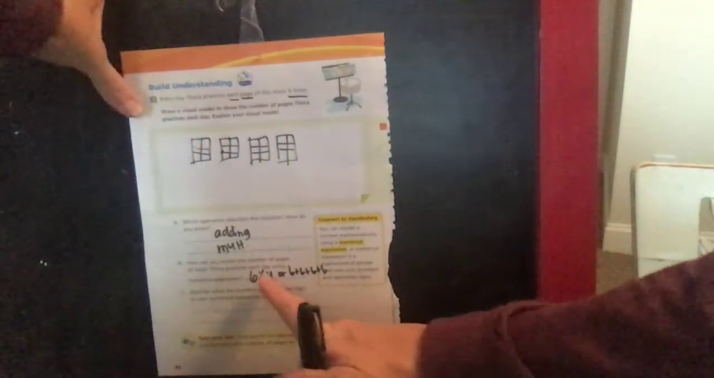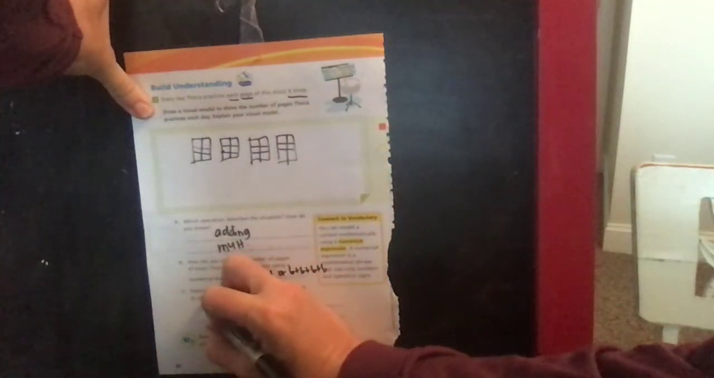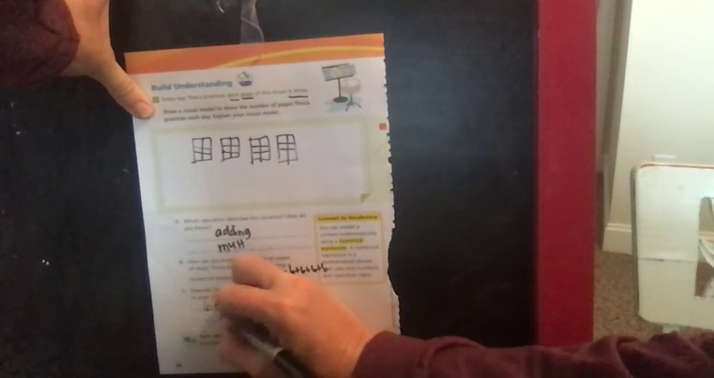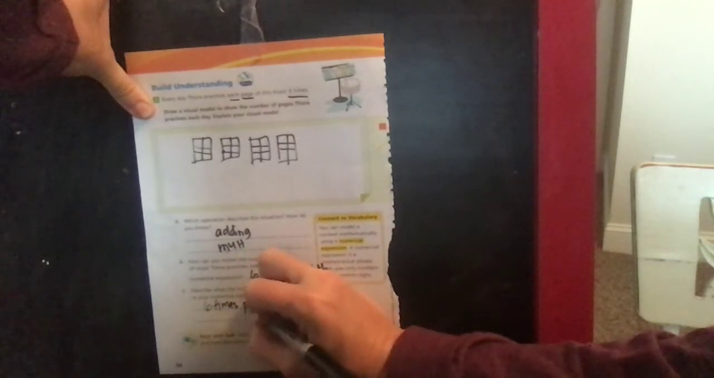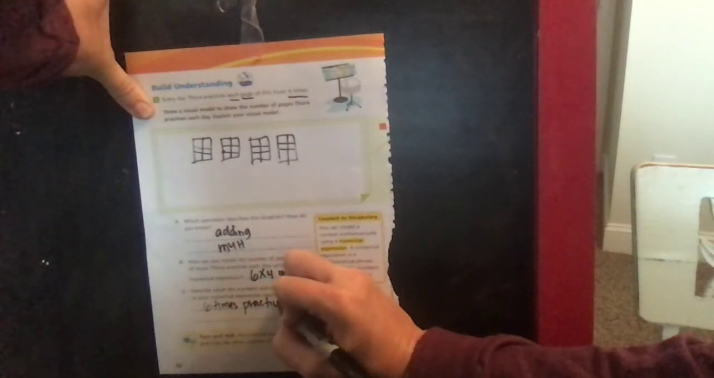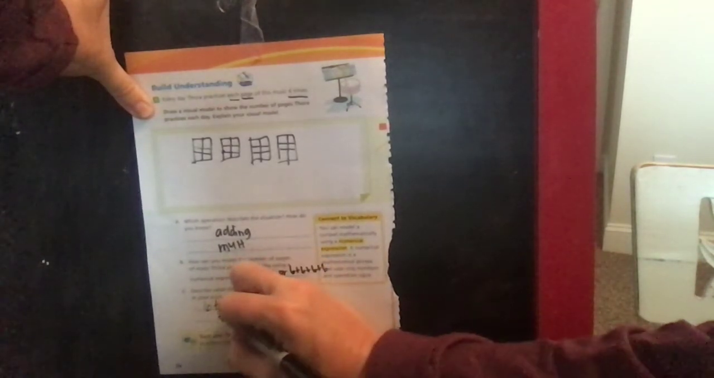Describe what numbers and operation signs in your numerical expression represent. So let's just do the 6 times 4. So 6 times practicing 4 pages.